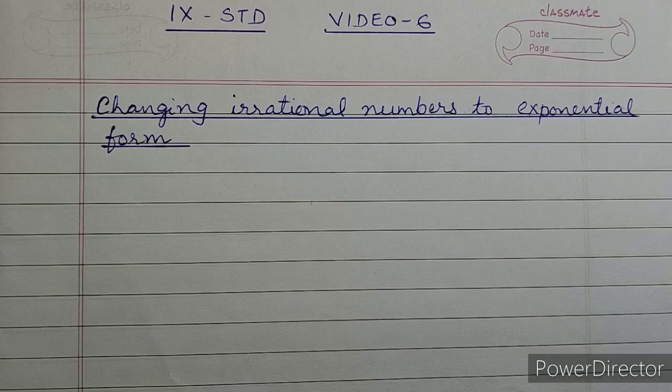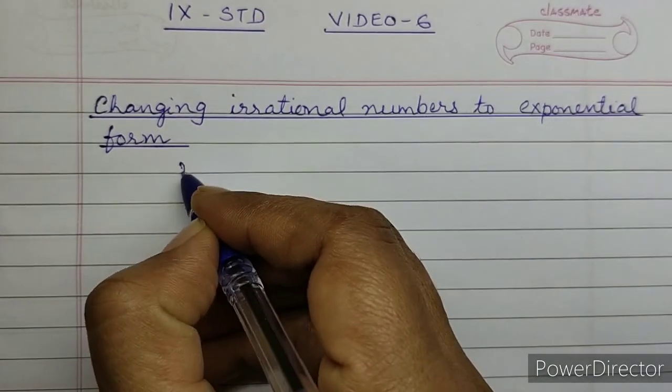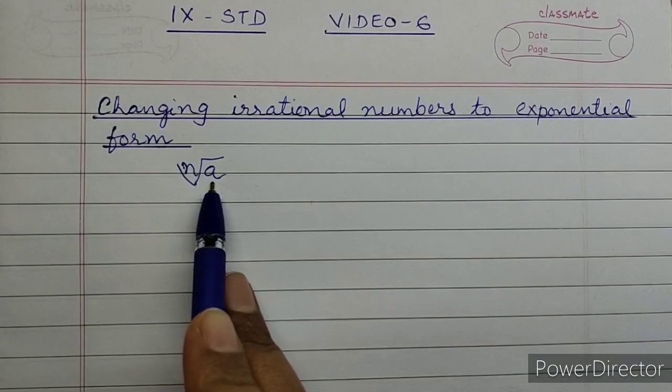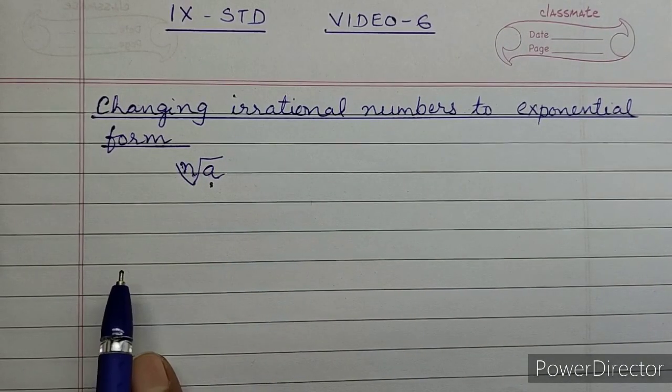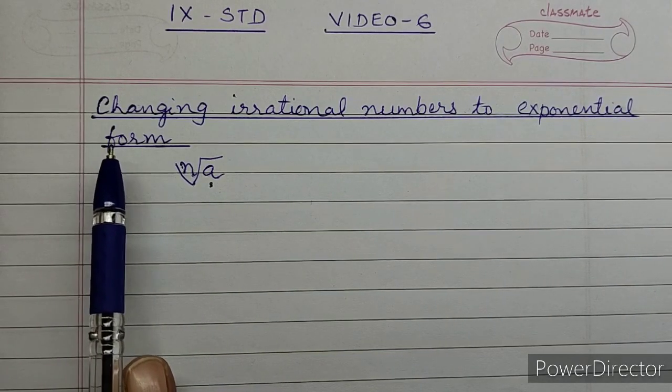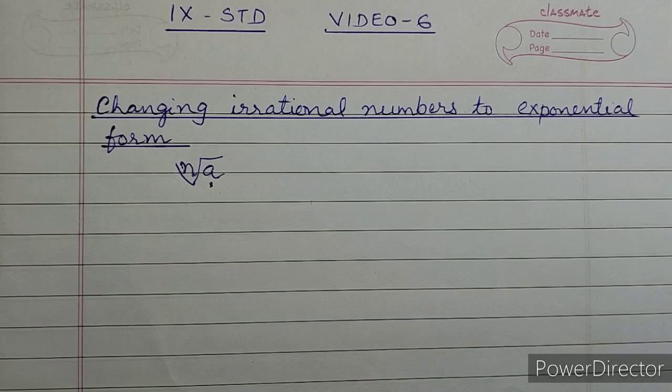In the last video, we learned about surds. They are actually irrational numbers only. Their general form was nth root of a, where a is called the radicand and n is called the order of the surd. In this video we are going to learn how to change those irrational numbers to exponential form. Exponential form means index form.